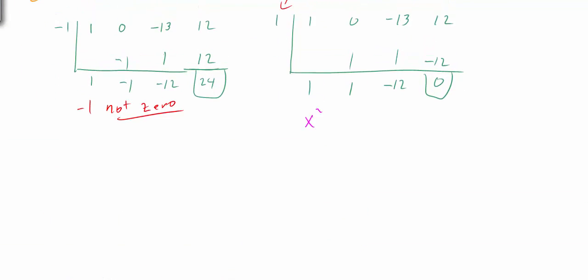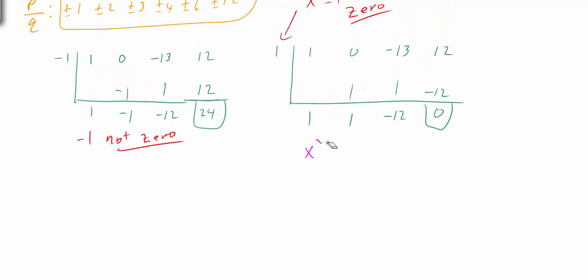Give us a little bit more room here. So that means this first term is x squared, so it's 1x squared, and then we have 1x minus 12. Now, by luckily picking one of these actual zeros, we were able to simplify from x cubed so that now the polynomial is x squared.